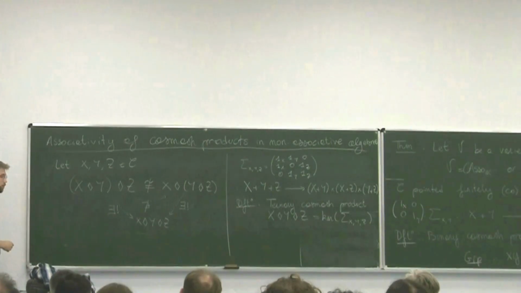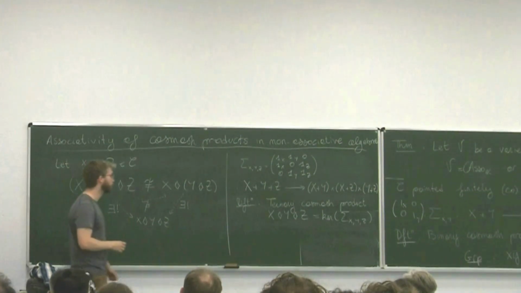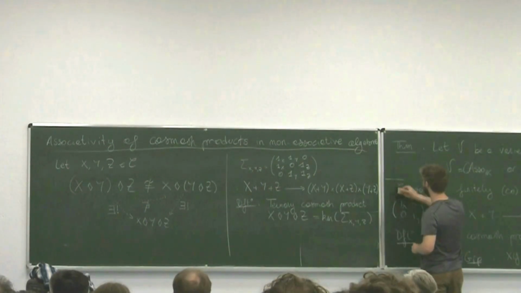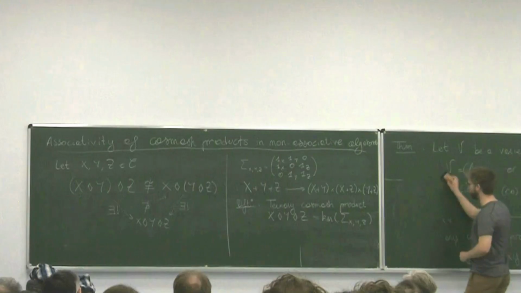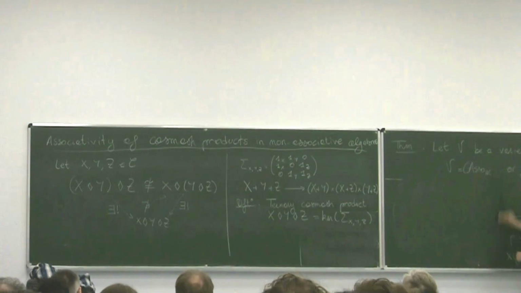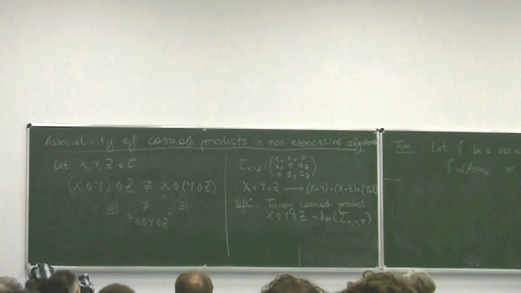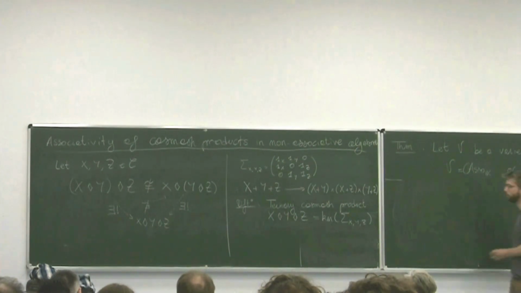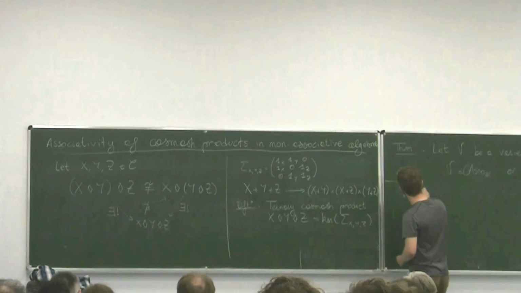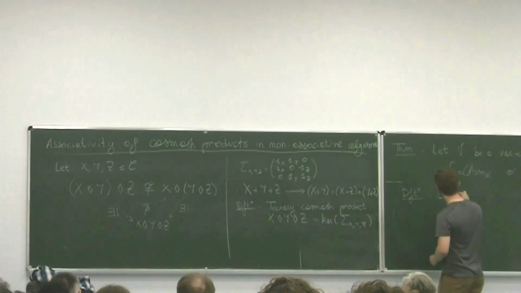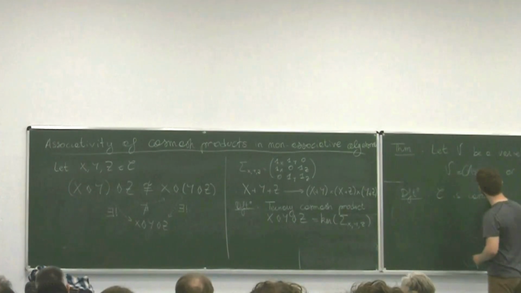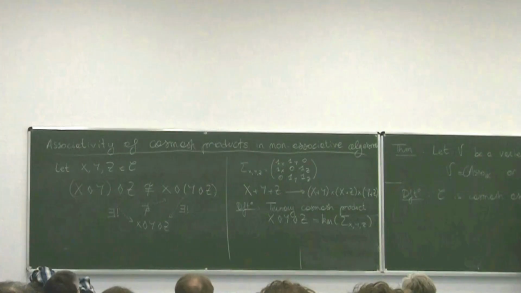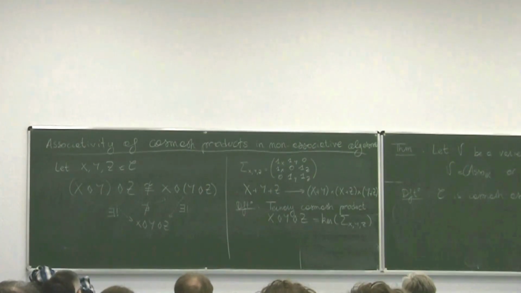And now you can easily guess what a Cosmash associative category is for me. It is when those two comparison maps are isomorphisms for any x, y, and z in the category C. Definition. C is Cosmash associative if and only if those two comparison maps are isomorphisms.